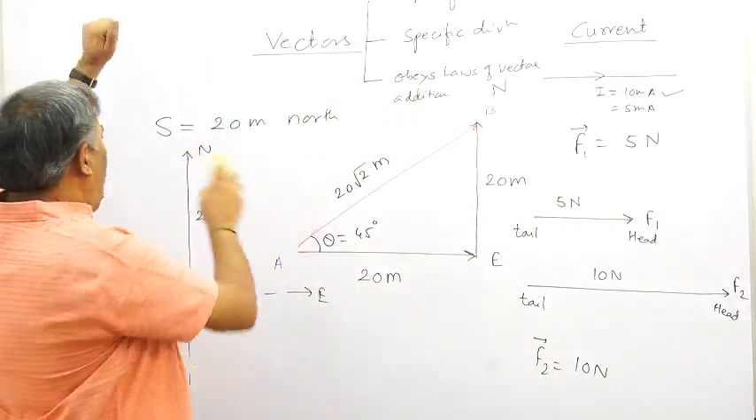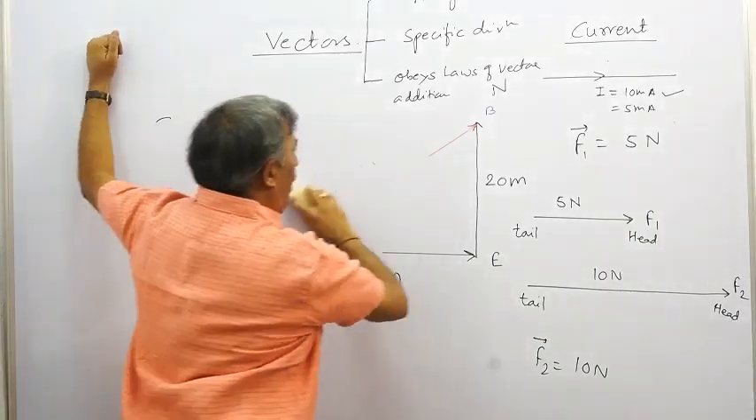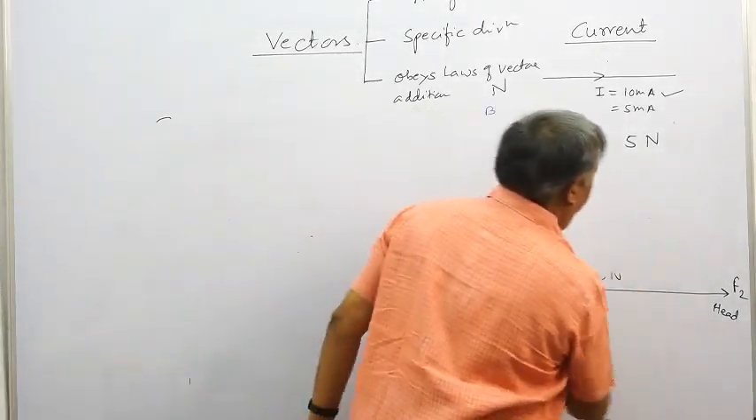Okay, so to be more clear, let us again clarify how to write down direction of the vector.